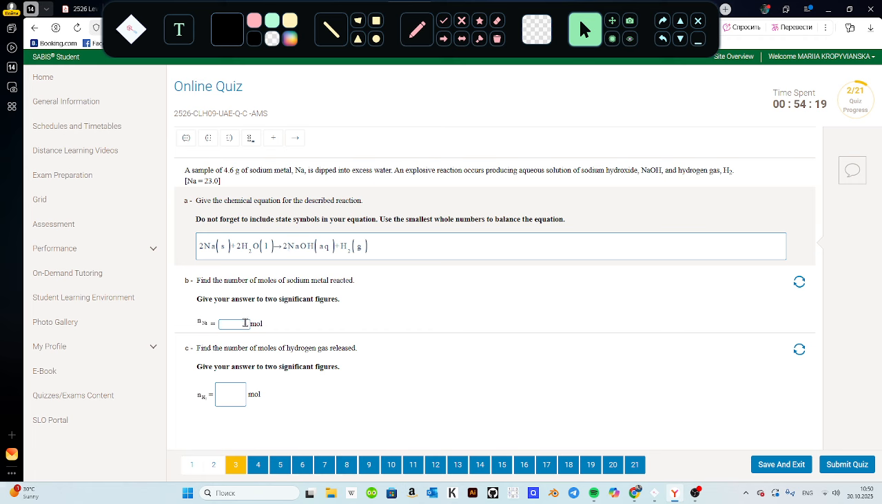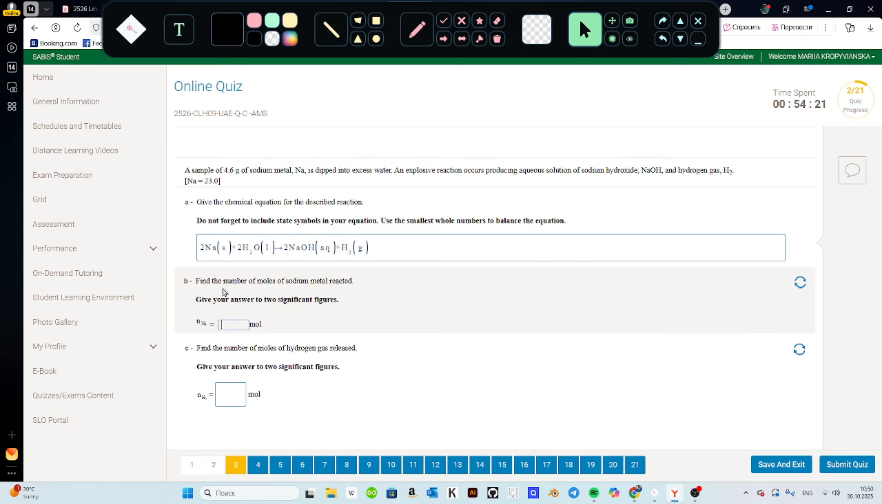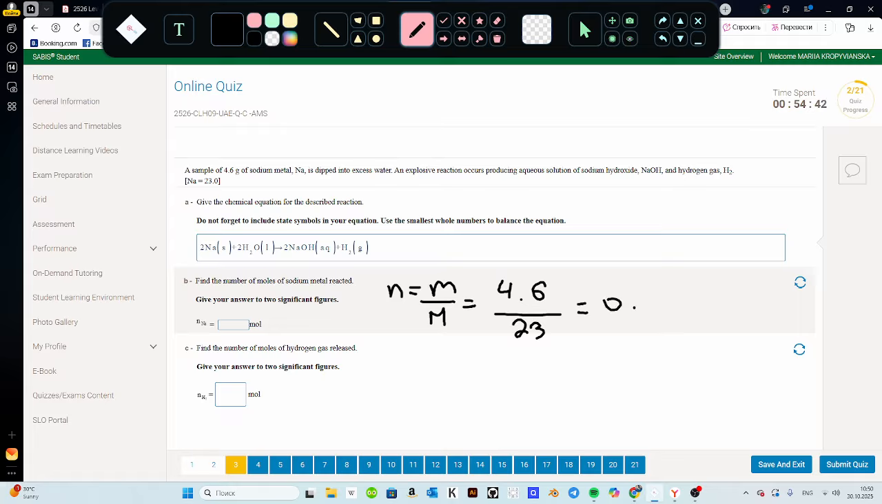So we need to find the number of moles of sodium metal that reacted. Here we can use the same formula that we used earlier, which is n equal to m over M. Our mass is 4.6 grams. Our molar mass is 23. And that gives us 0.2. That's how we find it.